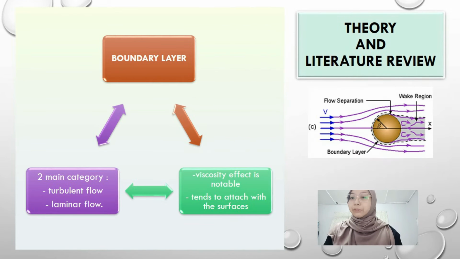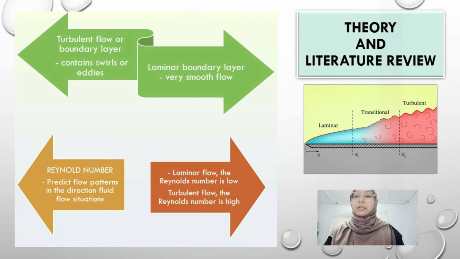Next we are going to the boundary layer, which is the layer of the fluid in which the viscosity effect is notable, and this layer tends to attach to the surface. There are two main categories, which are turbulent flow and laminar flow. Turbulent flow contains swirls or eddies, but laminar flow is very smooth. The flow pattern can be predicted by using the Reynolds number: laminar flow has a low Reynolds number, but turbulent flow has a high Reynolds number.